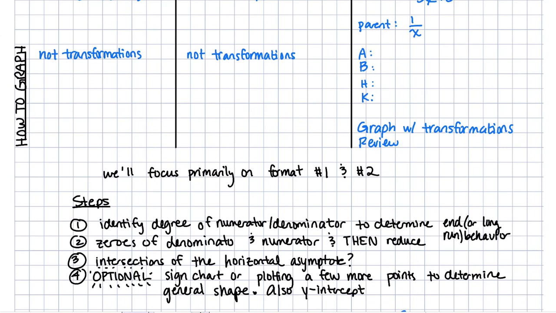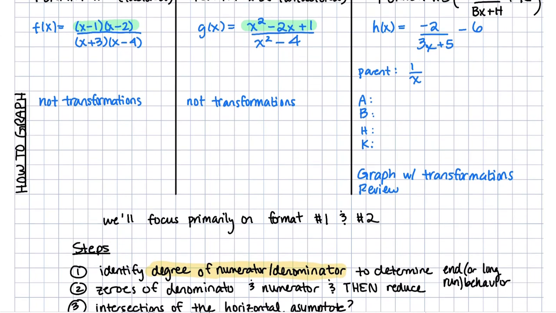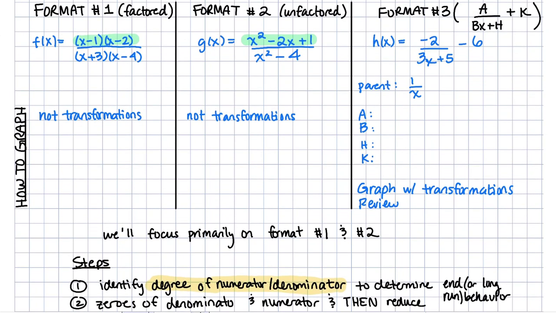So the first thing we're going to want to find is the degree of the numerator and the denominator. From our polynomial unit, you might recall that the degree is the power on the leading term. If we look up at our two different formats, format 1 versus format 2, I would say it's a little easier to see the degree in format 2. The degree for the numerator here would be 2, and the degree for the denominator would be 2.